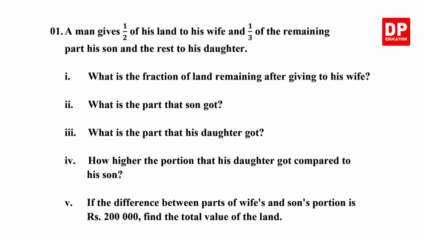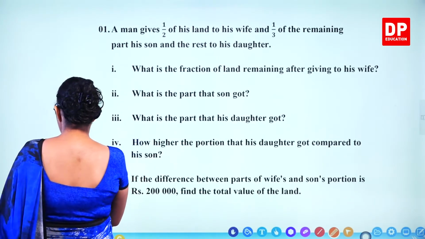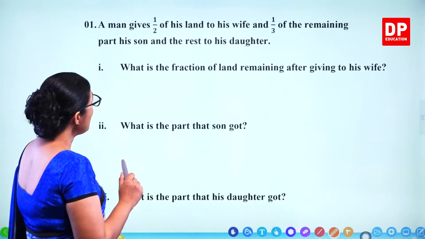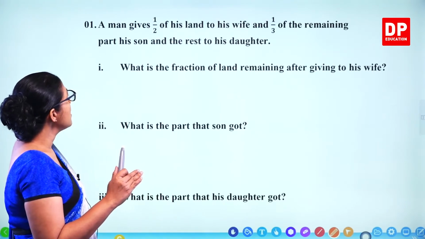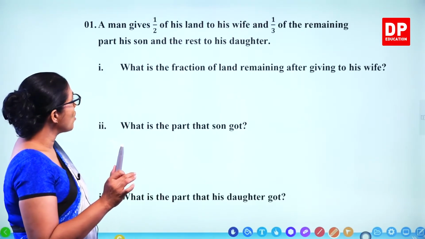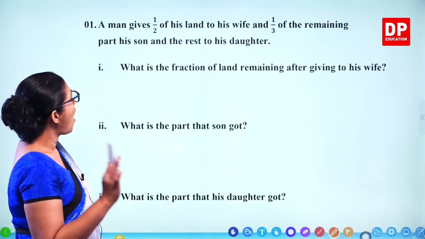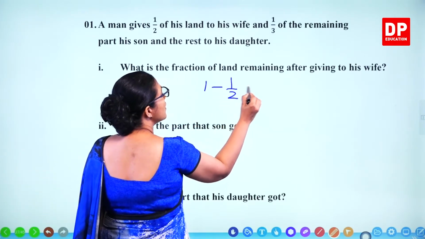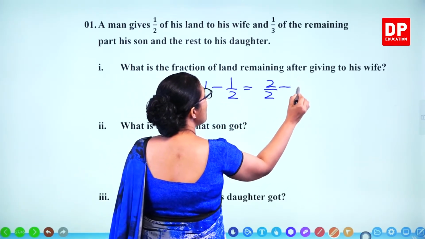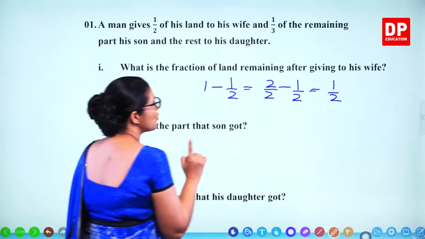Part B, first question. This is about fractions. So you need to do 5 parts. A man gives half of his land to his wife and 1/3 of the remaining part to his son and the rest to his daughter. What is the fraction of land remaining after giving to his wife? Half only given to wife. So 1 minus half. You can write 1 as 2/2 minus half. You get 1/2. So that's remaining.